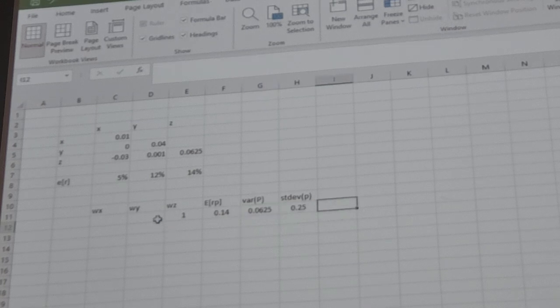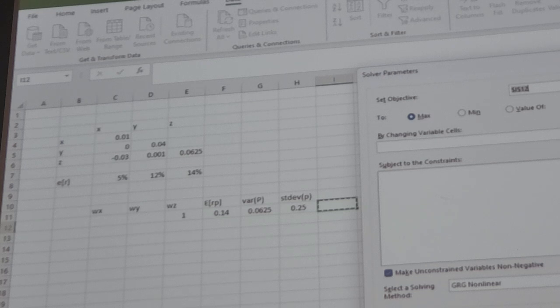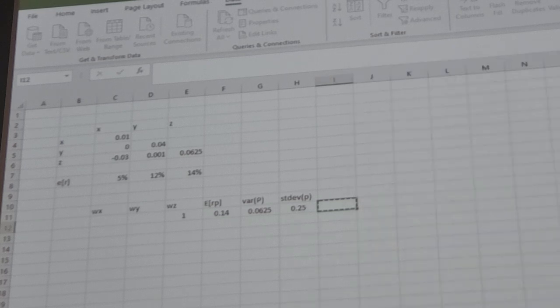Alright, now clearly we can modify those weights, and by changing the weights all this stuff is going to change. So how can I tell Excel to pick weights so that the return is this much, but the risk of the portfolio is the smallest possible? If you go to Data, Solver is the thing that allows you to run simulations and optimize things. So let's see what this thing says.